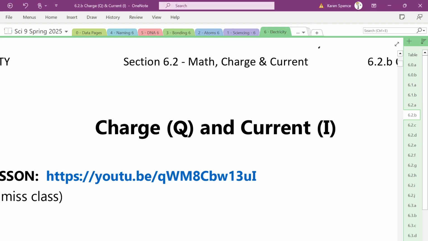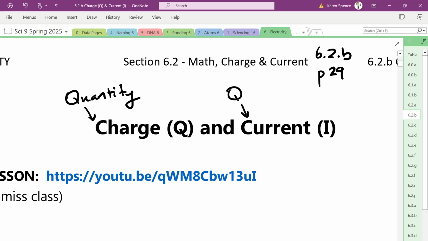Okay, so this is 6.2b on page 29, and we are dealing today with the quantity which is charge and the quantity which is current. And the symbol for charge is Q, and the symbol for current is I.